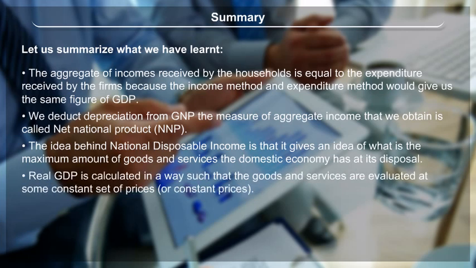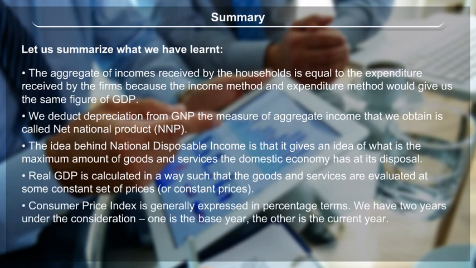Real GDP is calculated in a way such that the goods and services are evaluated at some constant set of prices, or constant prices. Consumer Price Index is generally expressed in percentage terms. We have 2 years under consideration. One is the base year, the other is the current year.